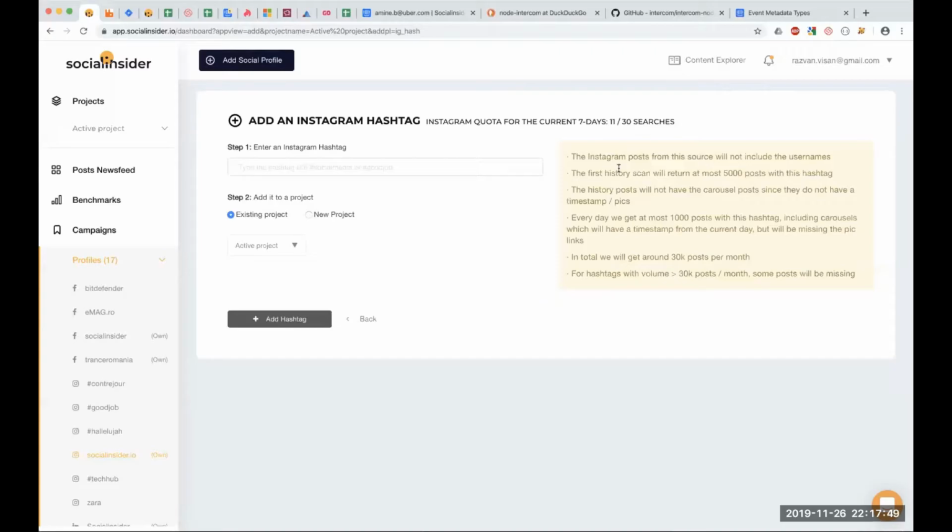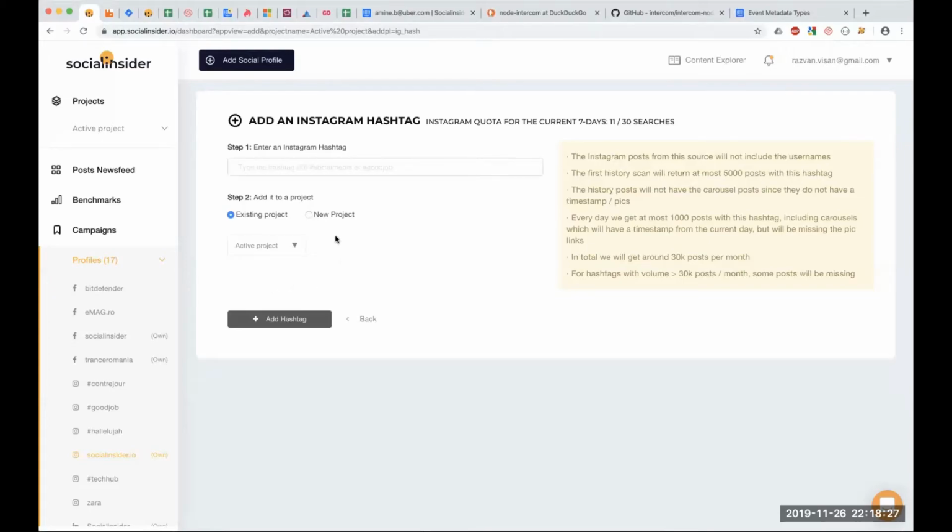Some more limitations about Instagram hashtags. The Instagram posts that will be retrieved are not only posts from business profiles. Those posts will be from regular profiles. So Instagram decided to remove the usernames from the API. They removed the usernames and also the timestamp. So what does this mean actually?